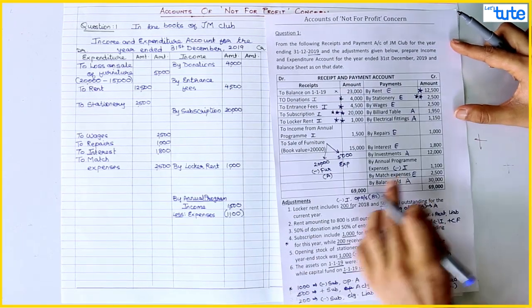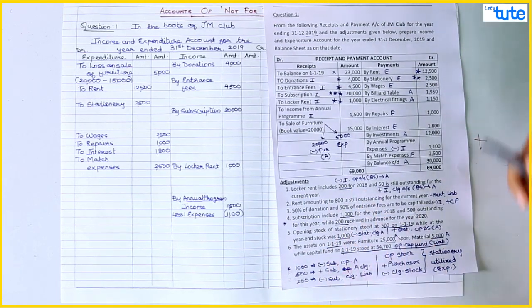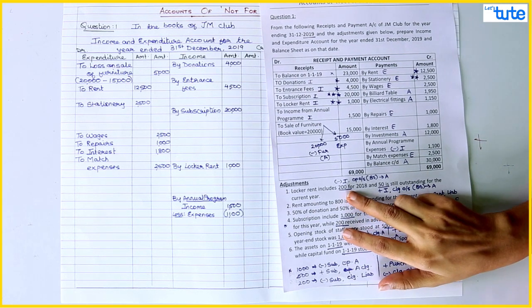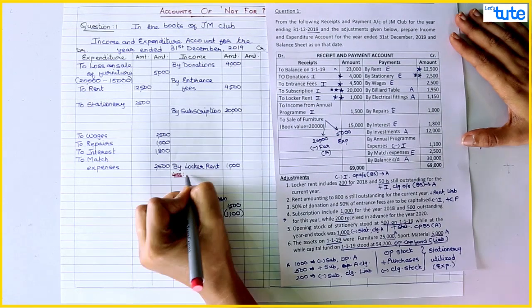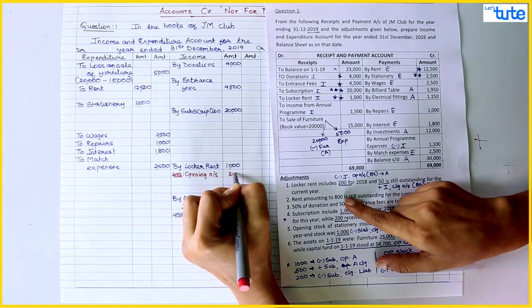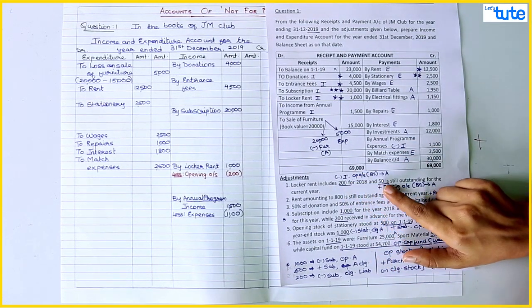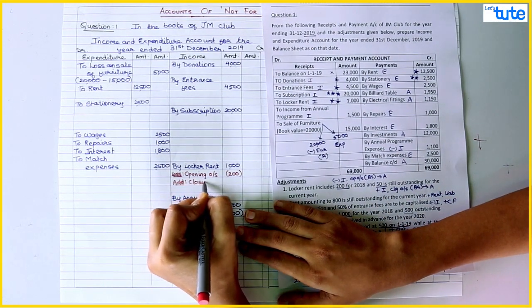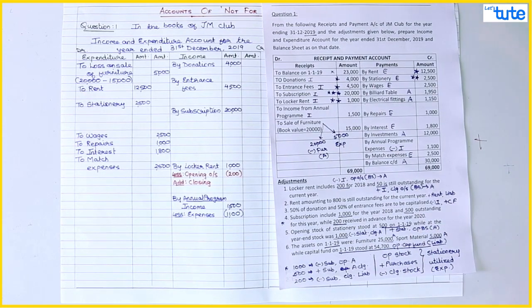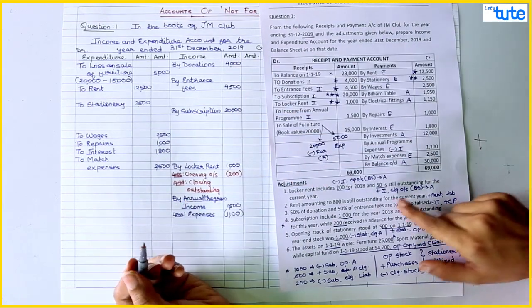That was quite simple. Starting with the adjustments. Locker rent includes 200 for 2018. Now 200 for 2018, so that is the rent for the last year, not the income for the current year. So from locker rent deduct, less opening outstanding 200, and the second effect goes to the opening balance sheet, which we are not preparing, and 50 is still outstanding for the current year. So add closing outstanding, or you can write outstanding for 2018, outstanding for 2019, that is also okay. So add closing outstanding 50.